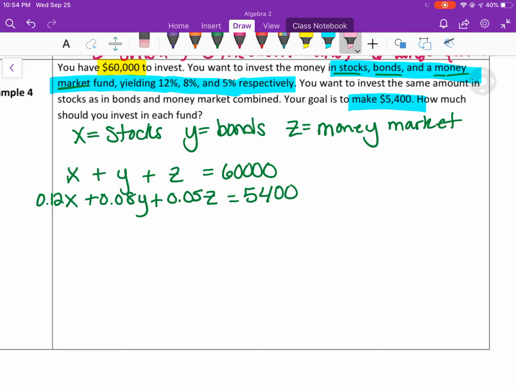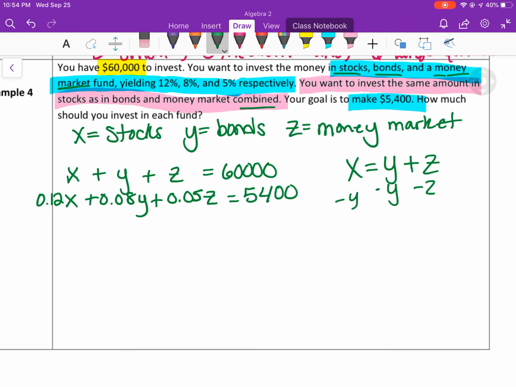And then the last equation comes from the sentence right here, which says you want to invest the same amount in stocks as in bonds and money market combined. So you want your stocks account to equal your bonds and money market combined. Combined means you want them added together to have a total. And then you do have to move the y and the z over again. So it'll be x minus y minus z, and you'll get it equal to 0 here.